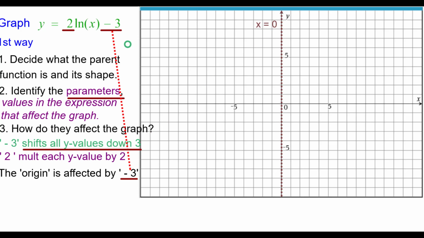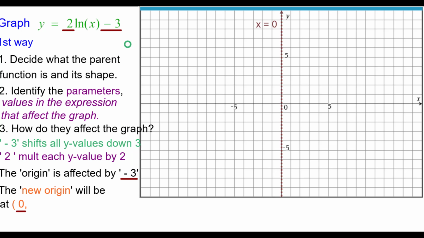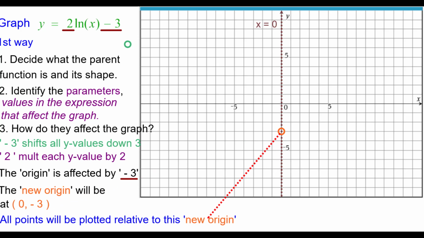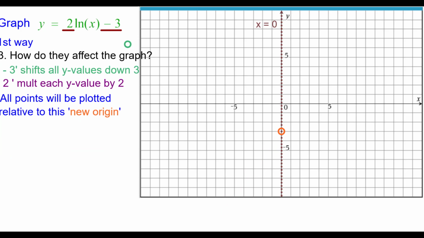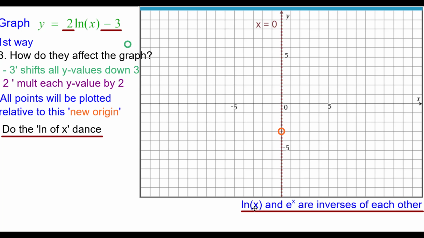The origin, however, is affected by the minus 3. The new origin will be at 0, -3. We're going to call this the new origin, and all points will be plotted relative to this new origin. So now we're ready to do the natural log of x dance. Again, I remind you that natural log and e to the x are inverses of each other, and we need to know these four powers of e here.